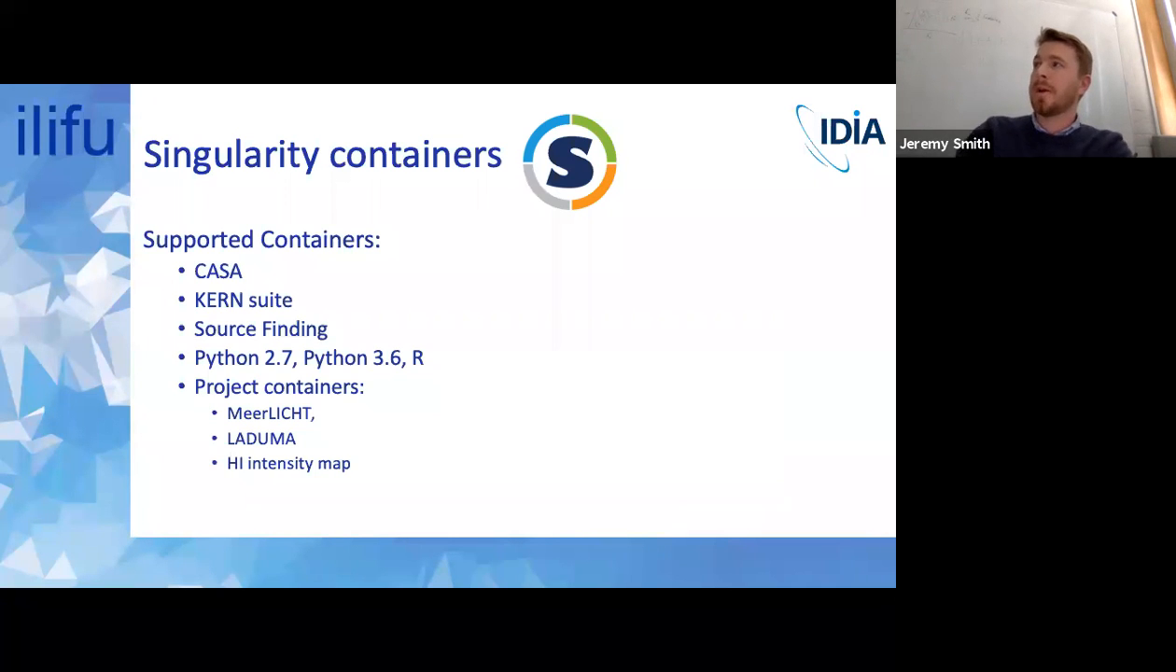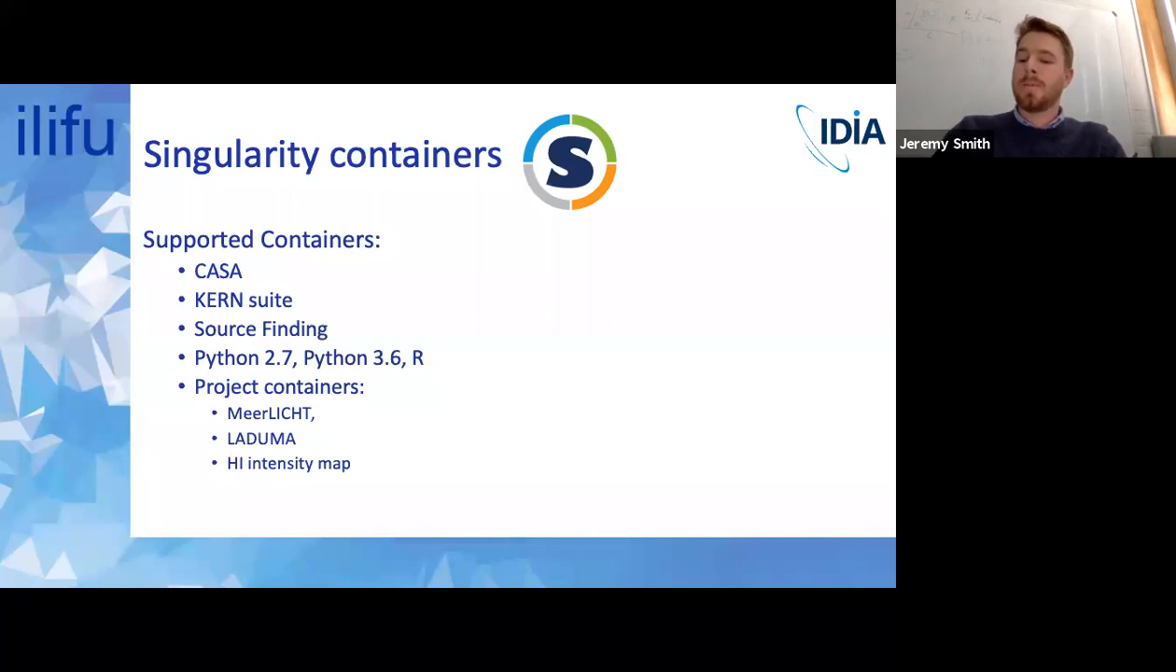These are the current available containers that we actively support. CASA is obviously the CASA NRAO software. We also provide containers for the Kern suite, which is a large suite of astronomical software. We have containers that are specific to Python 2.7 and Python 3.6, as well as R. Those have general libraries available for those languages.